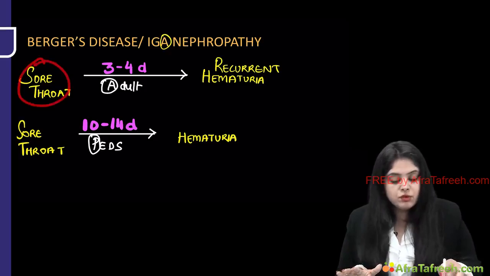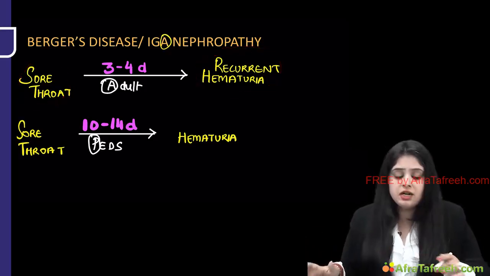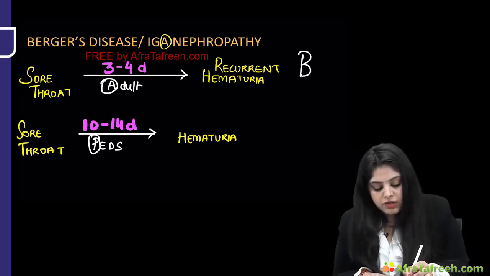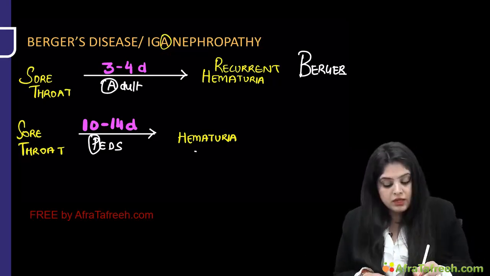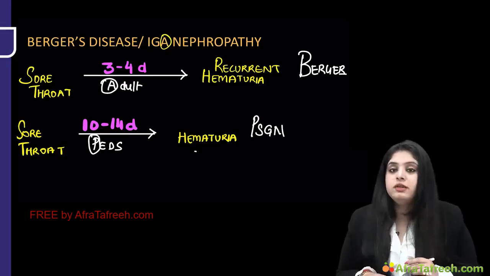They say there's a person with sore throat and 3 days later, he's got recurrent hematuria. I don't know whether he's a child or an adult. But if they've mentioned 3 days, what are you going to think of? You are going to think of Berger's disease. And the same thing, there's a child with sore throat followed by hematuria. You are going to think of PSGN.